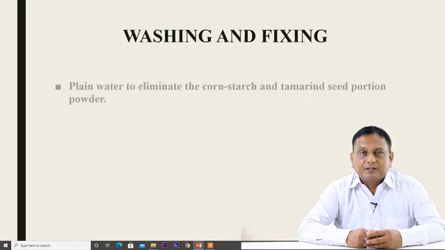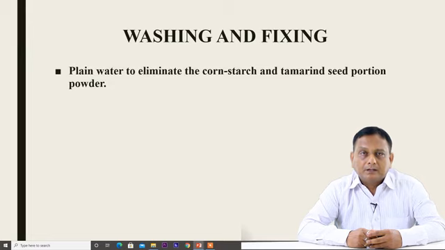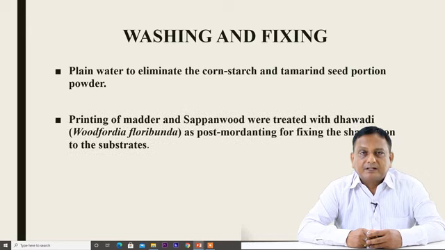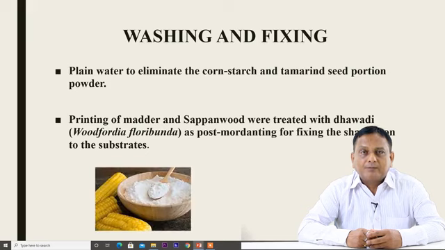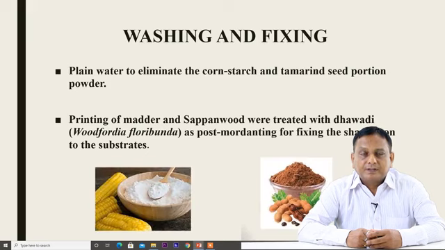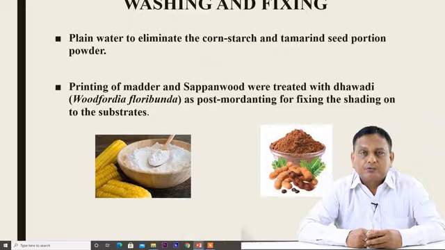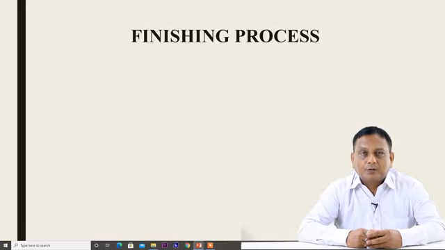Then washing and fixation should be done to eliminate the corn starch and tamarind seed portion from the textile substrate. Printing is then done with madder and sappanwood and treated with a post-mordanting agent, wood florida, fixing the color on the substrate so the proper shade is derived, followed by washing and fixation. So all natural ingredients are used in the process and we got very good products.